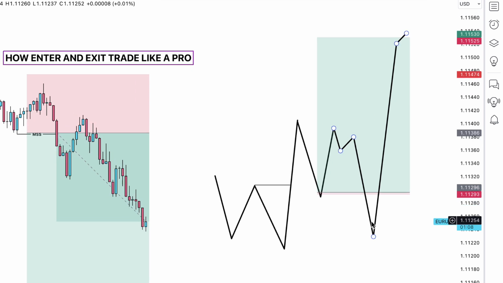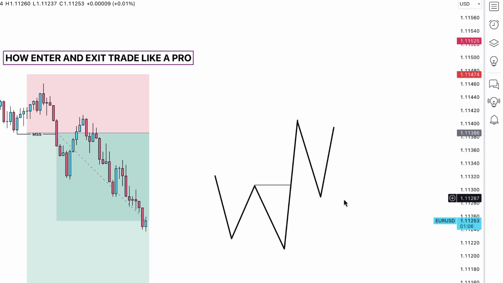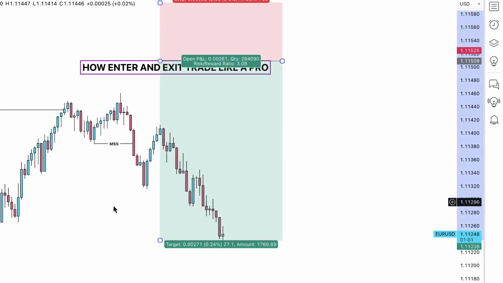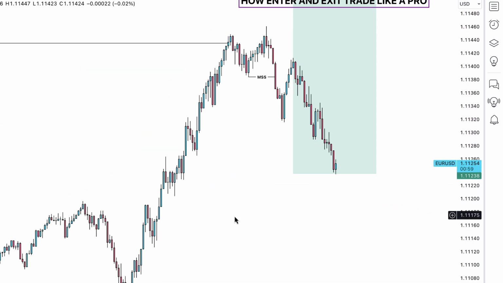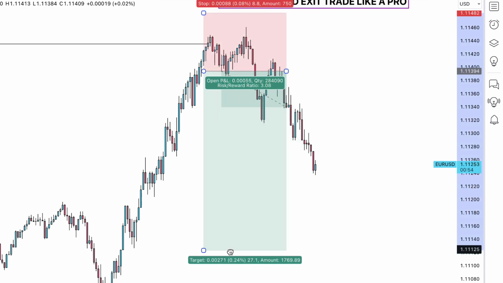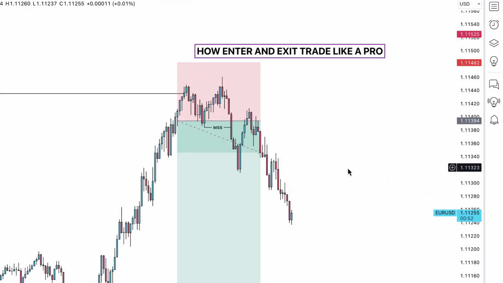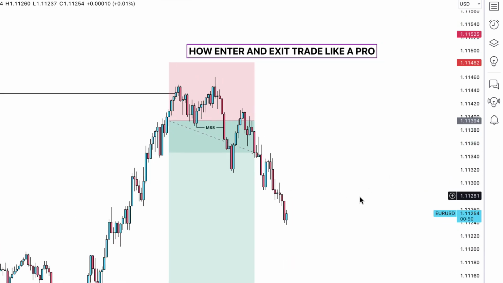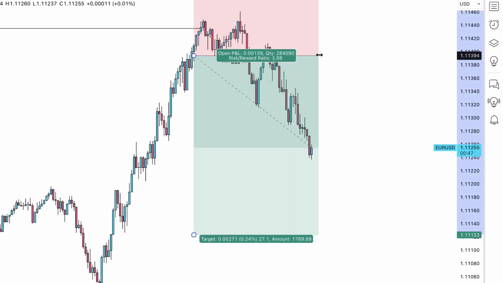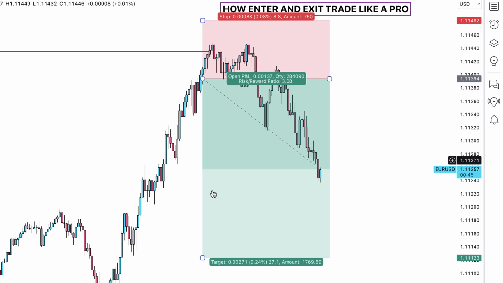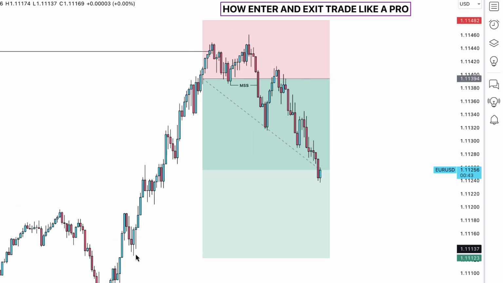So let me show you how to go about it in a proper and a professional manner. So let's assume you have a trade. This is the trade right here. I want to show you in detail. I took the trade actually here from my MT4. I did my analysis on TradingView as usual. Now my target is going to be this guy, this draw on liquidity here.